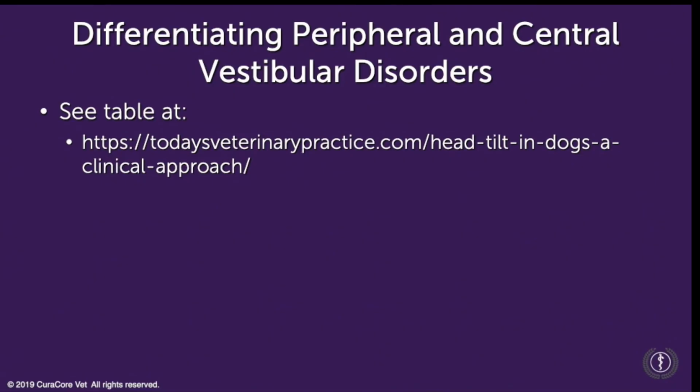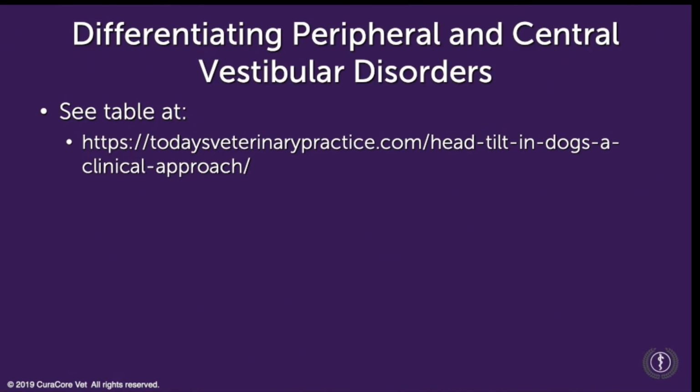Those types of things. Now, here is a chart that distinguishes some symptoms between peripheral and central vestibular disorders. As I mentioned before, level of consciousness is pretty much normal in peripheral, but could be impaired in a central disorder. Nystagmus could be horizontal or rotary in peripheral, and then you might also find vertical nystagmus with a central disorder. Head tilt can be prevalent in both. Falling can be prevalent in both.